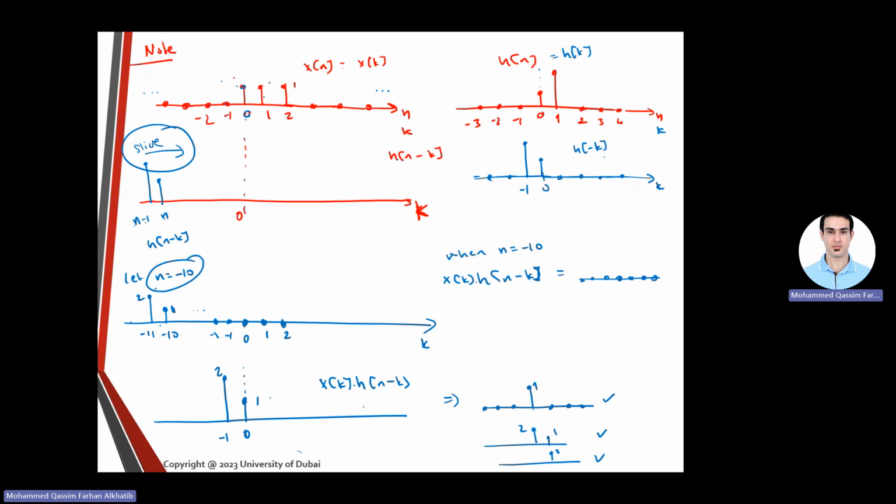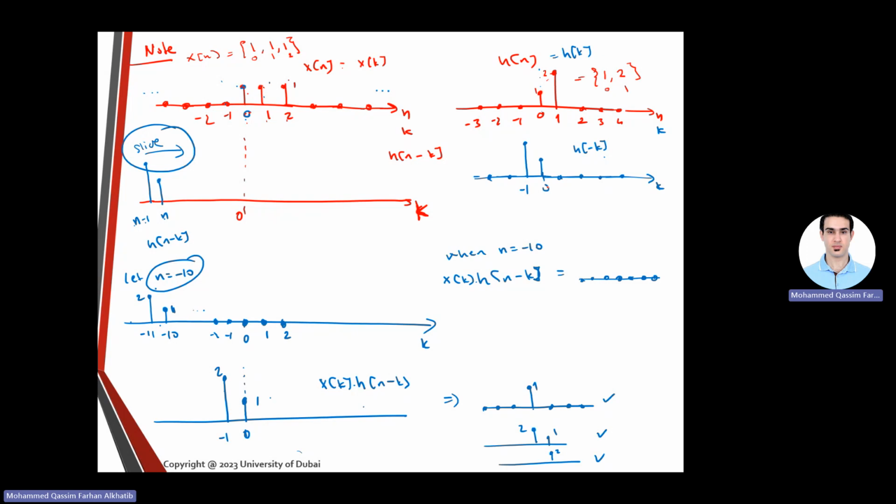So this is x of n, for example. x of n equals 1, 1, 1. So at 0 it's 1, at 1 it's 1, at 2 it's 1. So the indices are 0, 1, 2. And h of n equals 1 and 2. Assuming the value here is 2, that's my assumption, and this is 1. This is index 0, and this is index 1.